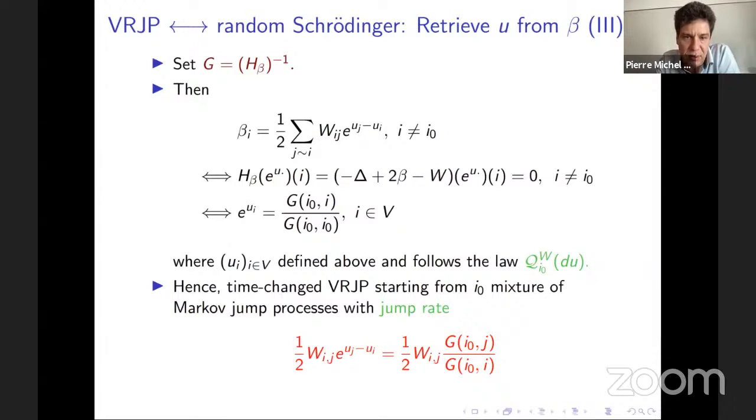You have these betas, which are independent and do not depend on the starting point. They are independent on distance greater than or equal to 2. Out of these betas, through the Green function, you get the u, which gives you this Markov jump process and enables you to reconstruct the jump rates.